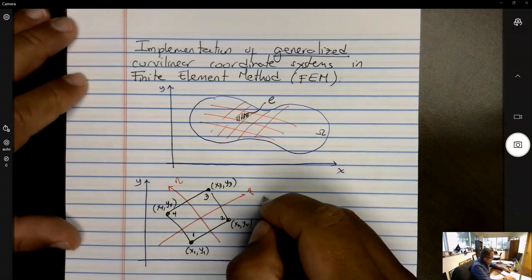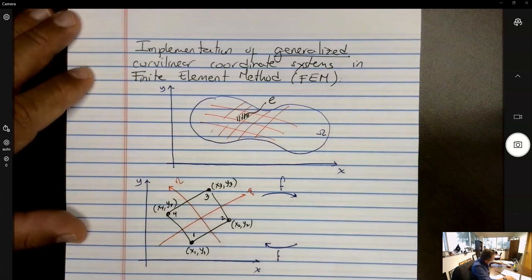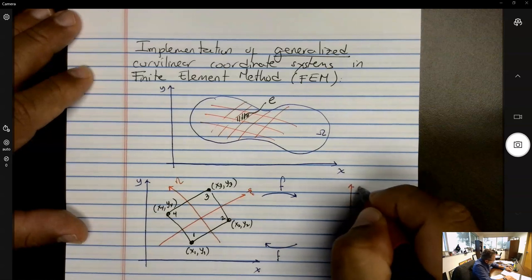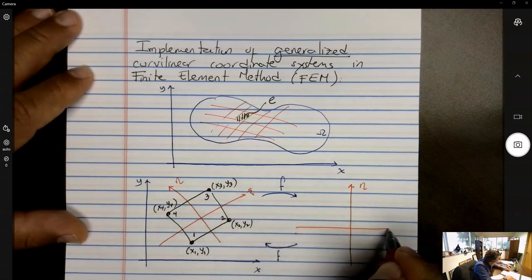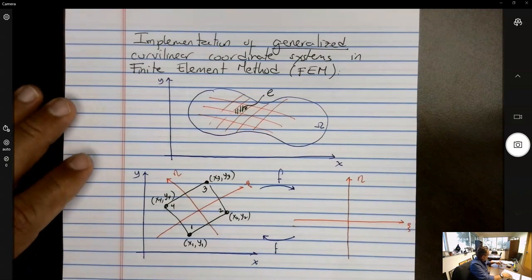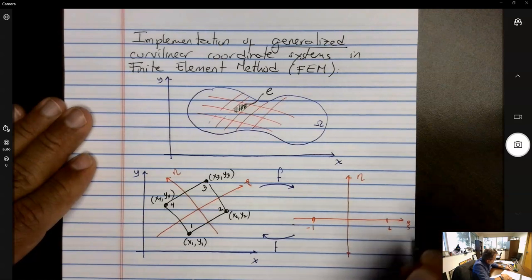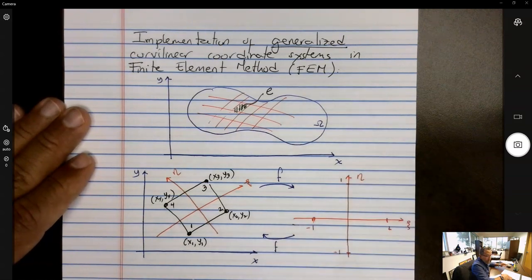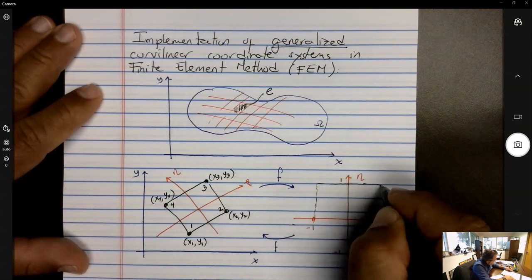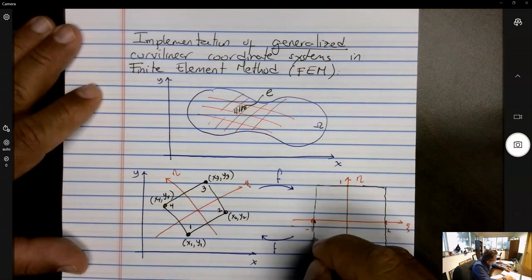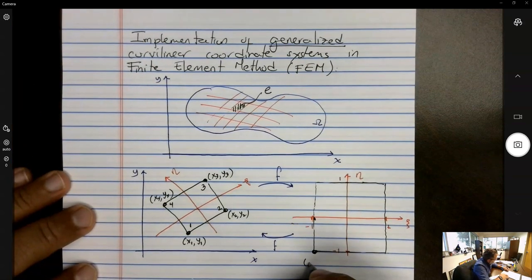We're going to produce a forward transformation and a backward transformation into a local system xi eta that goes from -1 to 1 in the xi direction and from -1 to 1 in the eta direction. So that system, we're going to try to map into this square. This is a 2 by 2 square, where this point is -1, -1.